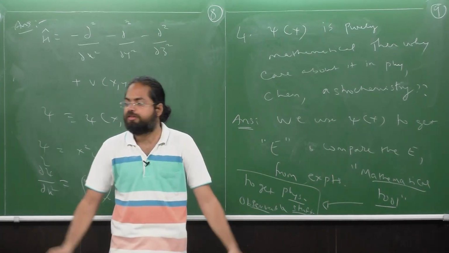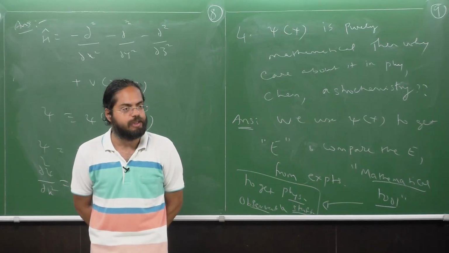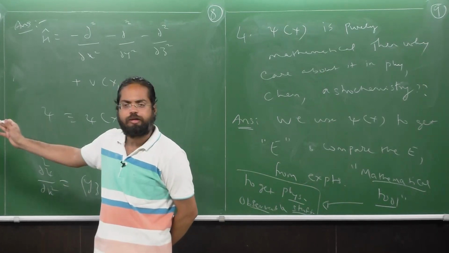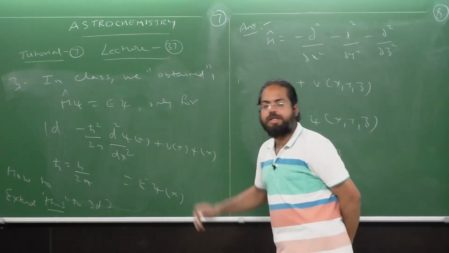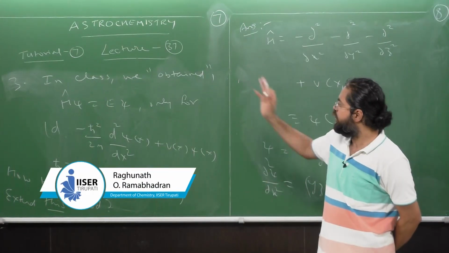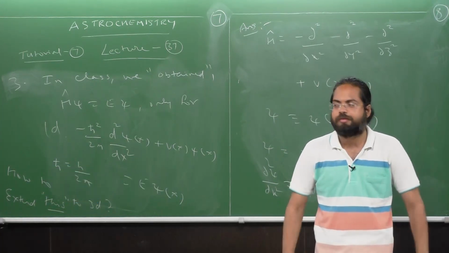So in this tutorial we looked at 4 questions. We started off by looking at units and dimensions, and then I told you some fundamental aspects of the Schrodinger equation, which we discussed in class. So on this note, we shall continue with our next tutorial, and we shall see more questions and answers. Thank you so much.